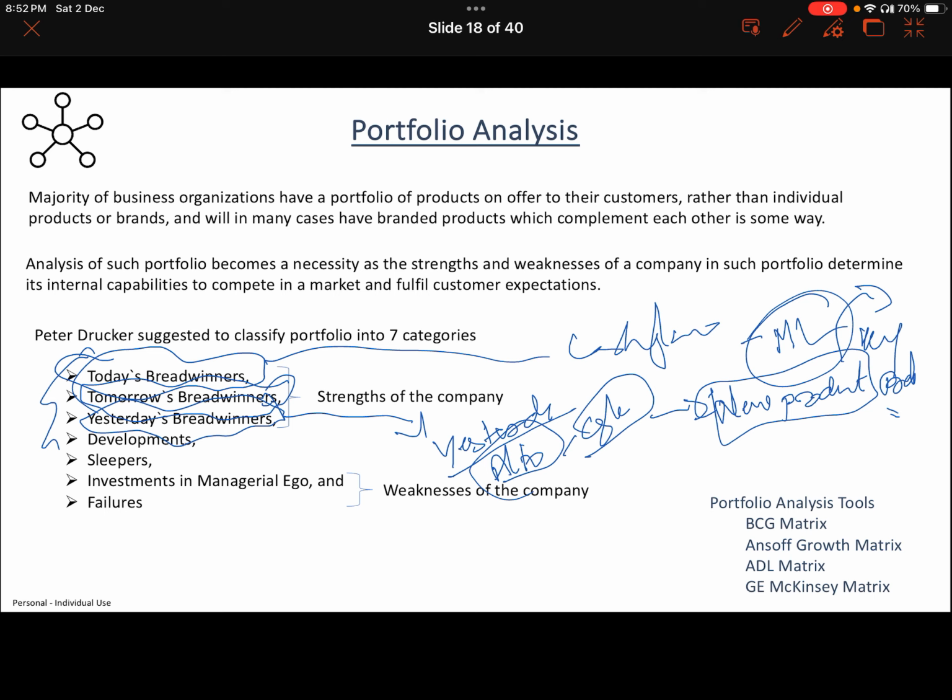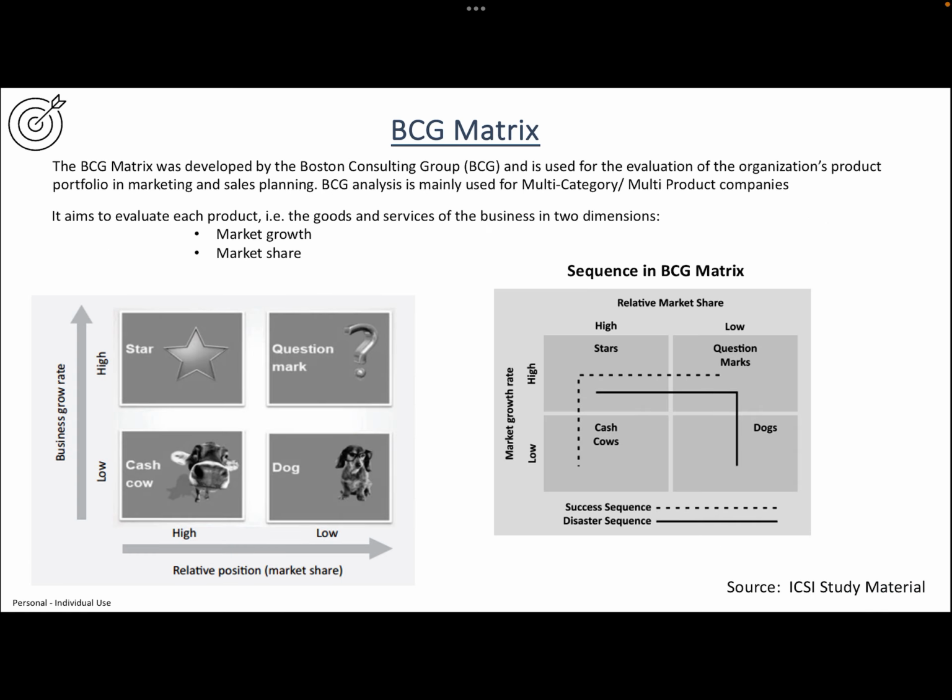Let us see the BCG matrix first, and then in the next video we will discuss other tools. The BCG matrix is one of the most popular portfolio analysis tools. Every management student will be aware of this, and every company tries to identify their products as per the BCG matrix. This was developed by Boston Consulting Group.